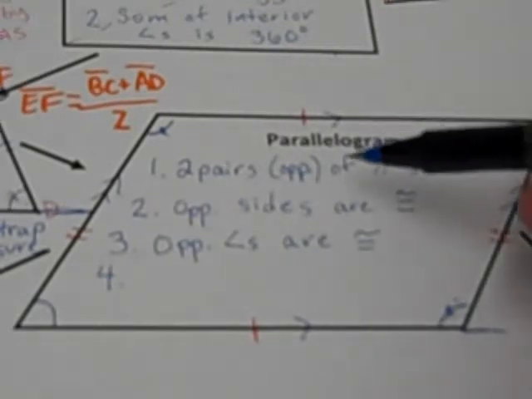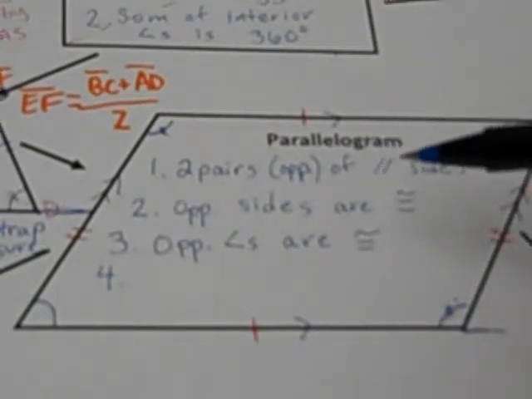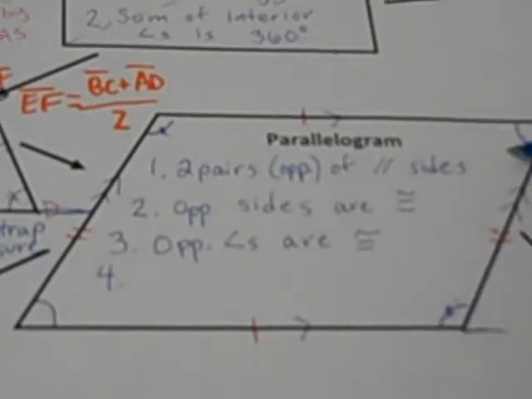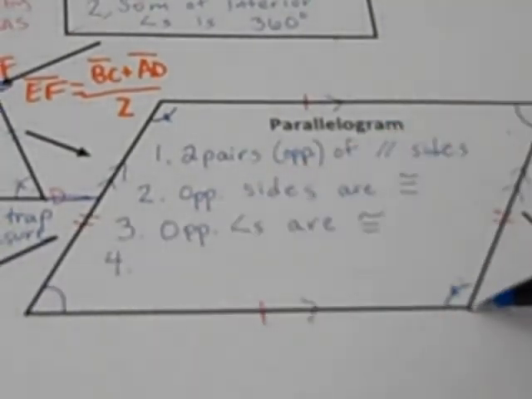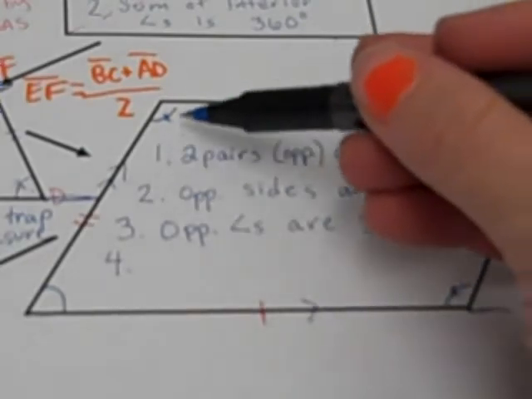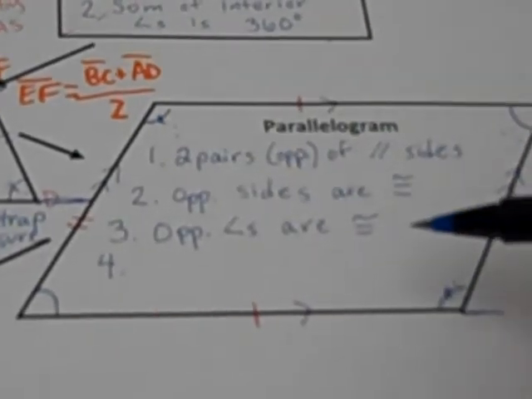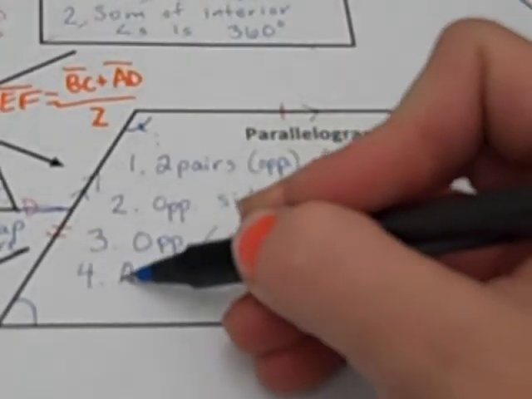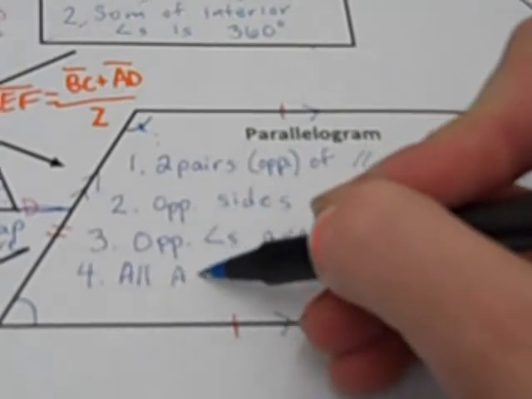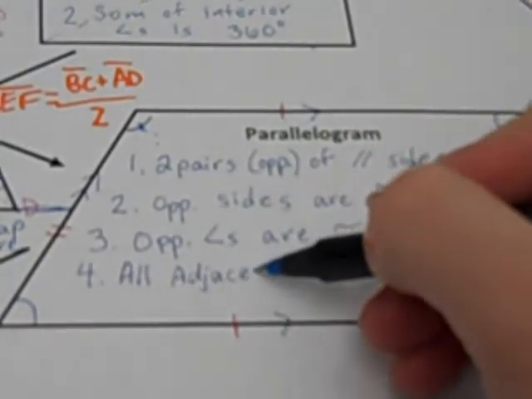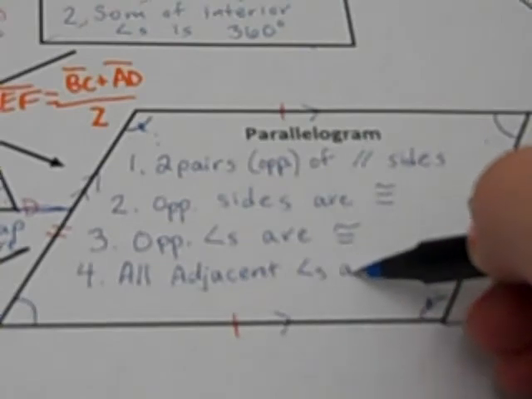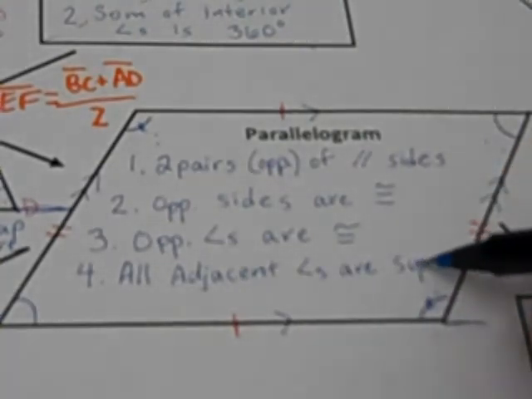The special thing about parallelograms is it is any adjacent angle, not just these two, but along any angle. So those two, those two, those two, these two, all of them are supplementary. So all adjacent angles are supplementary.